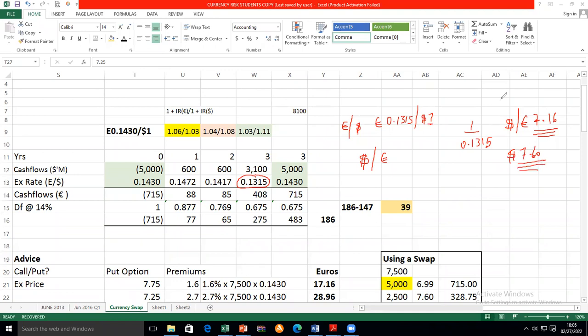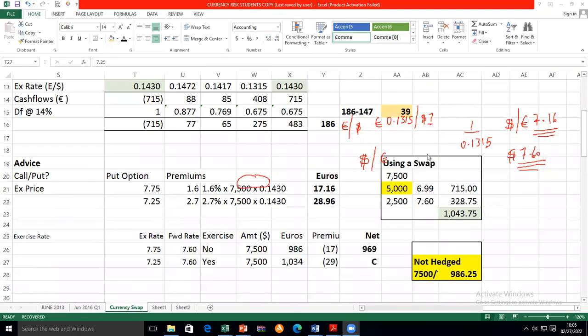Because I want us to compare whether we are going to convert or not. So this was in terms of euros per dollar, but we have put it in terms of dollars per euro. So now we can do a fair comparison. So the comparison is here. We have a right to convert at this one or that one. Where are you going to make more money?